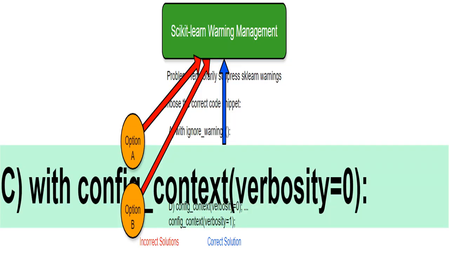This is the correct way to solve the problem. I use the `config_context` to temporarily change verbosity to 0, silent, and the `with` statement ensures that my changes are automatically undone afterward. This is the best approach because it's clean, efficient, and doesn't affect other parts of my code.